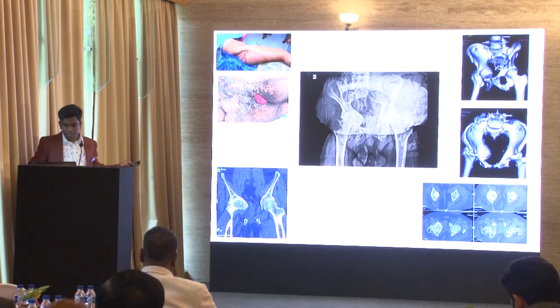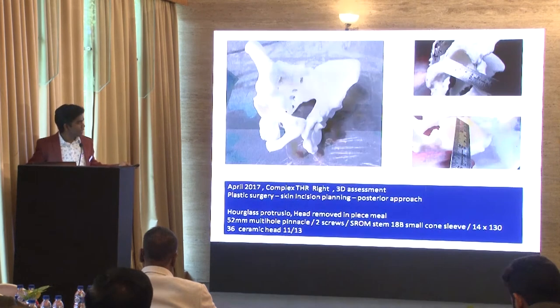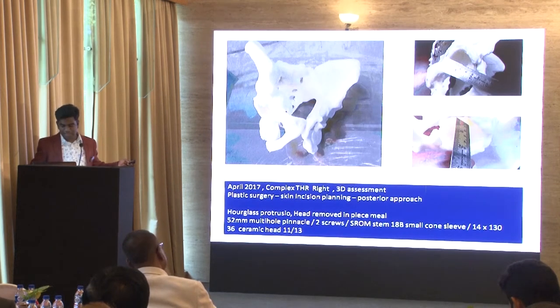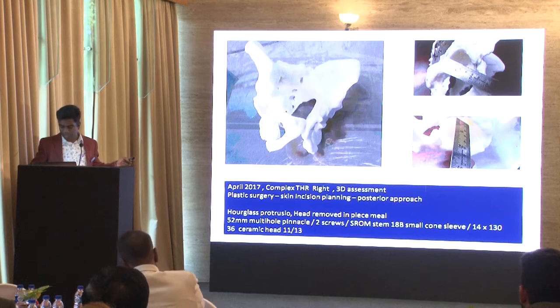So for this guy, we did the CT scan, made it ready for the 3D printer and got the prototype. Once we got the prototype, we had more faith that it had good bone quality, good bone union all around, and the socket was good. But when compared to the other side, the femoral neck was short. So we were prepared preoperatively for what kind of femoral stem he needed.